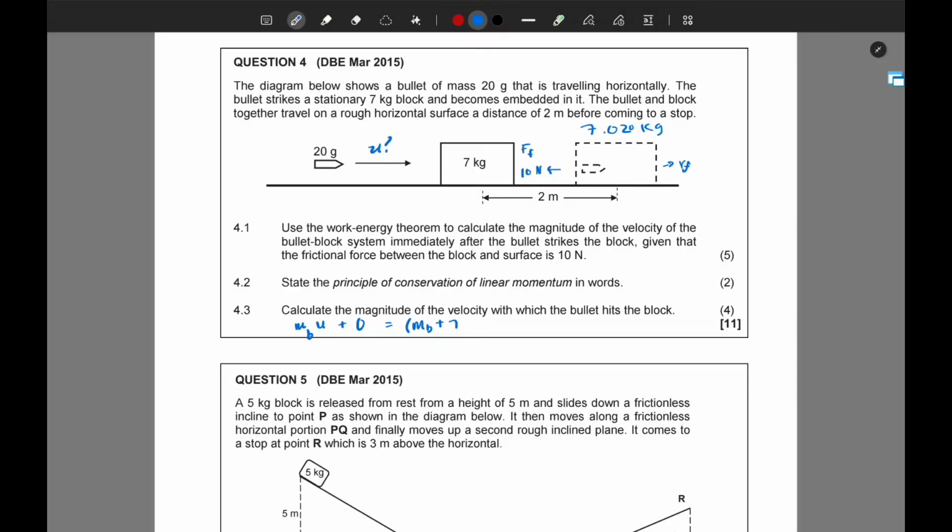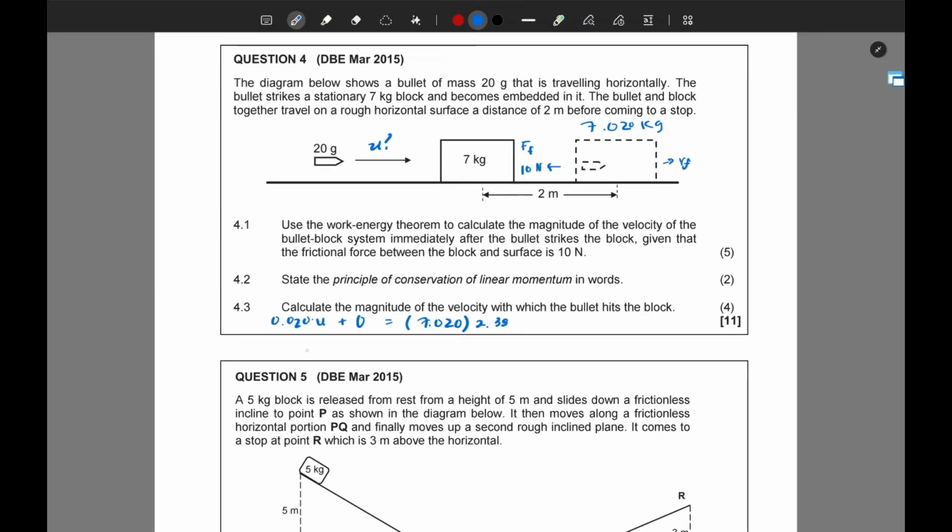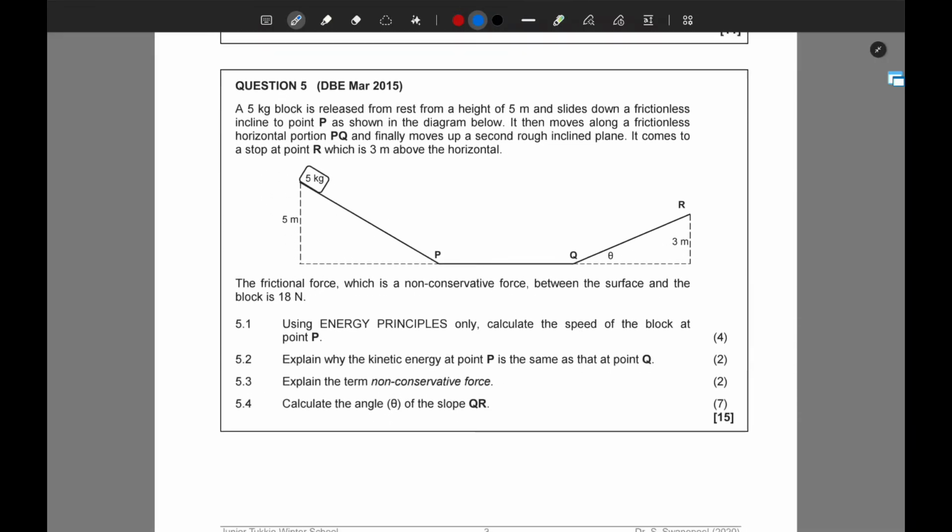So, just plug in 7.020 into the final velocity, which we figured out in A. Again, simple algebra now. That'll be 838 meters per second.